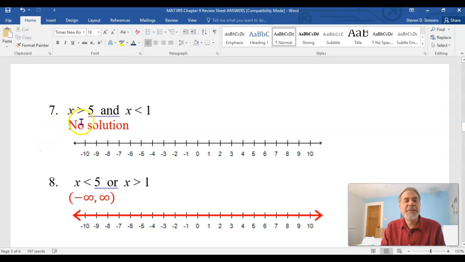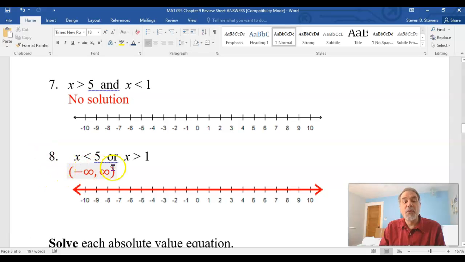X is greater than 5 and x is less than 1 has no solution. All the numbers that are greater than 5 would be over here on the right. All the numbers that are less than 1 would be over here on the left, and there is no overlap. So there are no numbers that are both greater than 5 and less than 1.